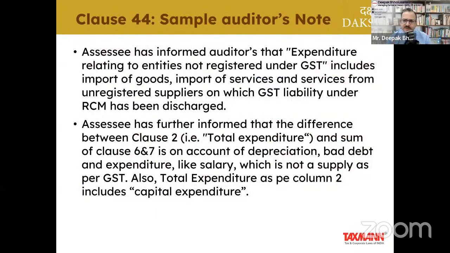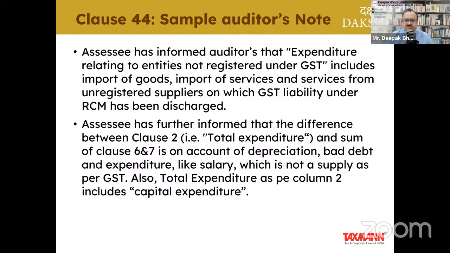So it is one of the sample notes I have prepared, whatever position I am taking. So let's say SSC has informed auditors that expenditure relating to entities not registered under GST includes import of goods, import of services, and services from unregistered suppliers on which GST liability under RCM has been discharged. It is one of my disclosures. So I am giving you a sample. You can use this, or as the situation may warrant, you can devise your own note also.